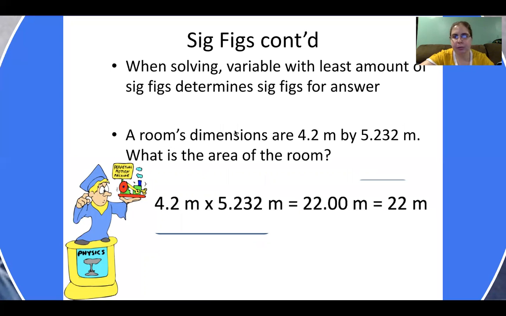So here we have a room. It is 4.2 meters by 5.232 meters. What is the area of the room? Well, we know area is length times width. If we multiply 4.2 times 5.232, we get 22.00. We look at the numbers. 5.232 has 4 significant figures. 4.2 has 2 significant figures. 2 sig figs is less than 4 sig figs. We're going to take this, round it, and we get our answer of 22 meters.